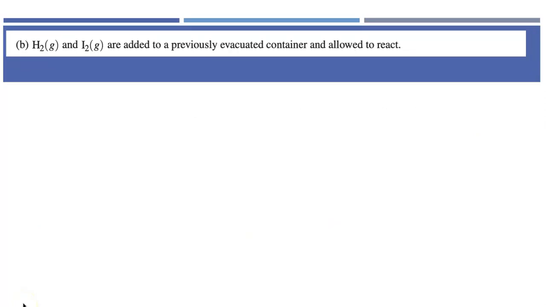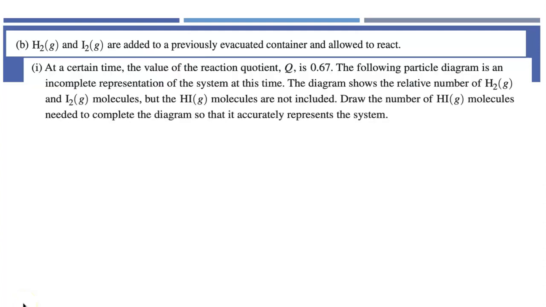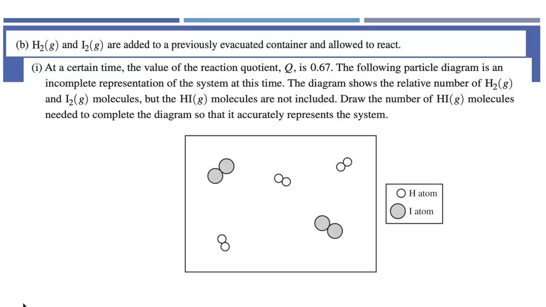Hydrogen gas and iodine gas are added to a previously evacuated container and allowed to react. At a certain time, the value of the reaction quotient Q is 0.67. The following particle diagram is an incomplete representation of the system at this time. The diagram shows the relative number of hydrogen molecules and iodine molecules, but the hydrogen iodide molecules are not included. Draw the number of HI molecules needed to complete the diagram so that it accurately represents the system.